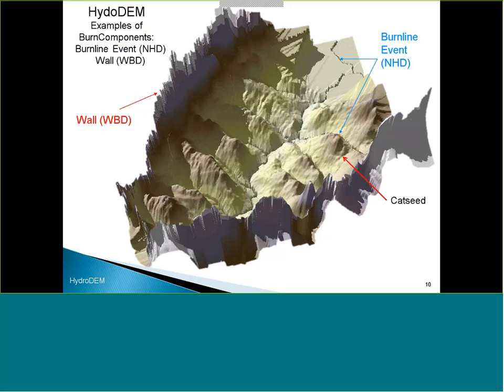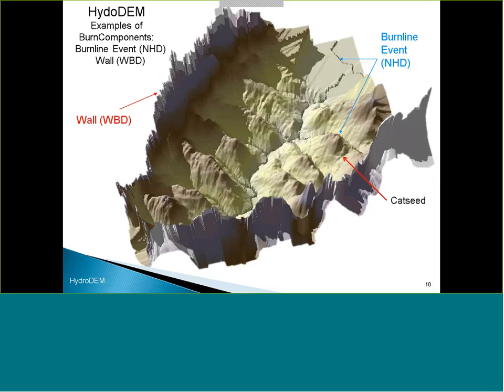This figure and the one on the next slide illustrate how the 2 burn components, burn line event and wall, are used to modify the digital elevation model in order to create the Hydram. The sole purpose of creating the Hydram is to have a surface from which the flow direction grid is created, which points downward from the ridges or the walls across the land surface to the streams.